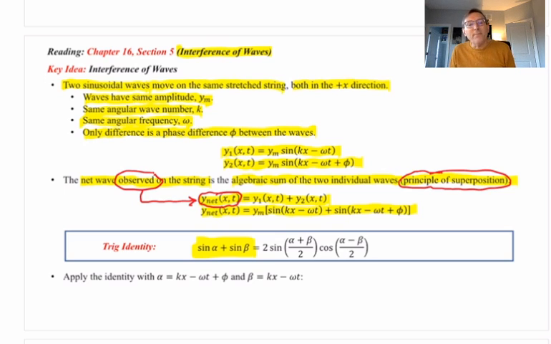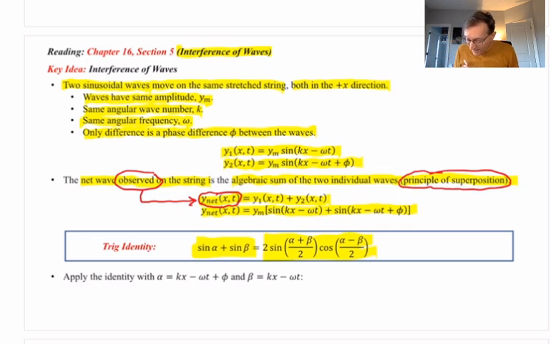Sine alpha plus sine beta, it turns out, amazingly enough, can be written, notice I have a sum of two sines, as a product of a sine and a cosine. That doesn't happen with many functions. When I add two of those functions, I can write it as a product. But that's what you can do with the sine. And I'm just telling you the result. Sine alpha plus sine beta is 2 times the sine of alpha plus beta all over 2 times the cosine of alpha minus beta all over 2. And that's what we're going to use.